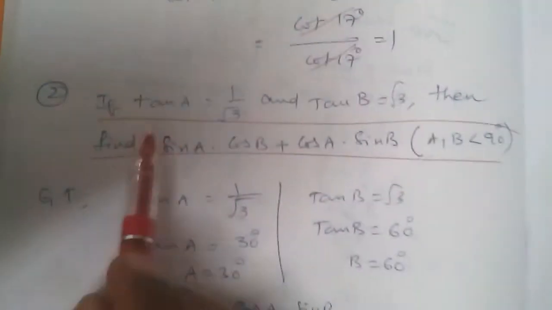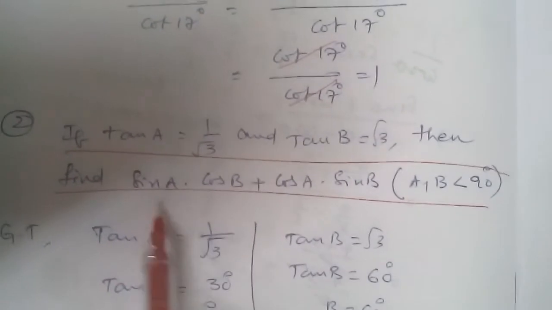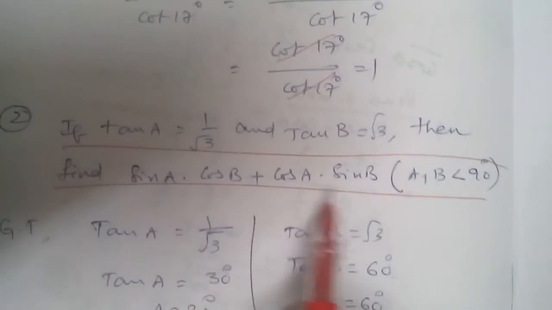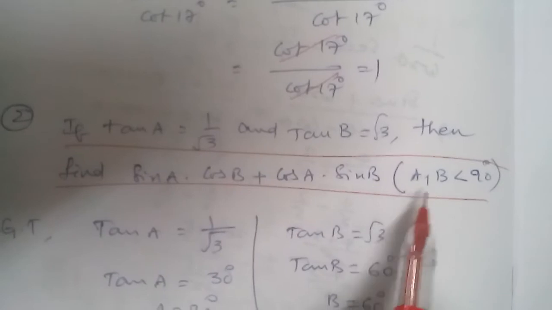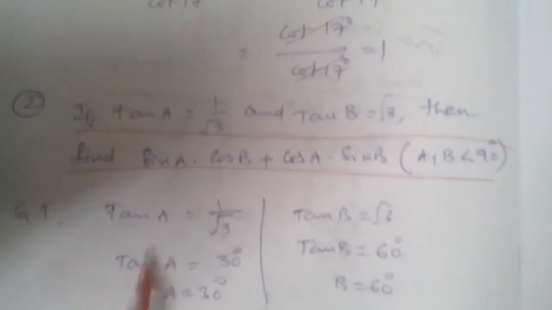The second question is tan A is equal to 1 by root 3 and tan B is equal to root 3. Find sin A into cos B plus cos A into sin B, where A and B are less than 90 degrees. That means acute angles.